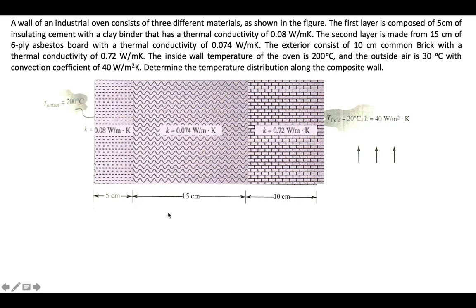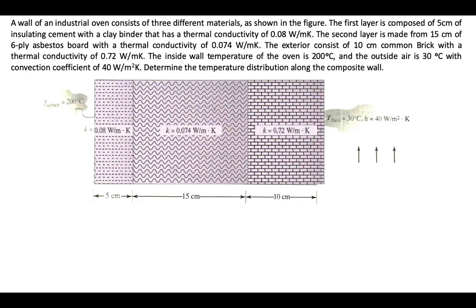I hope the problem is clear. To summarize, this is an oven. The inside wall temperature is 200 degrees Celsius. It is made up of three different materials. Material number 1 of length 5 cm, material number 2 of length 15 cm, and material number 3 having a span of 10 cm. Their respective thermal conductivities K1, K2 and K3 are given here. And the outside fluid temperature is 30 degrees Celsius and the convection heat transfer coefficient is 40 watt per meter square Kelvin.